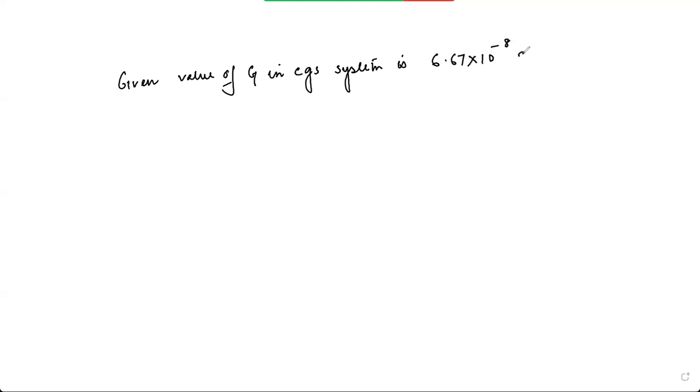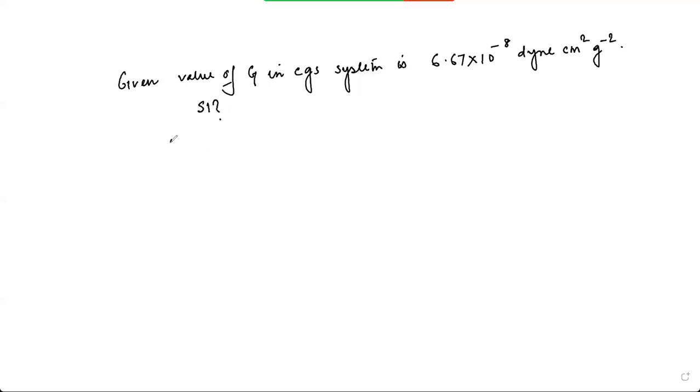Let us solve one numerical problem. Given the value of G in CGS system is 6.67 into 10 to the power minus 8 dyne centimeter square gram to the power minus 2. Calculate its value in SI system.